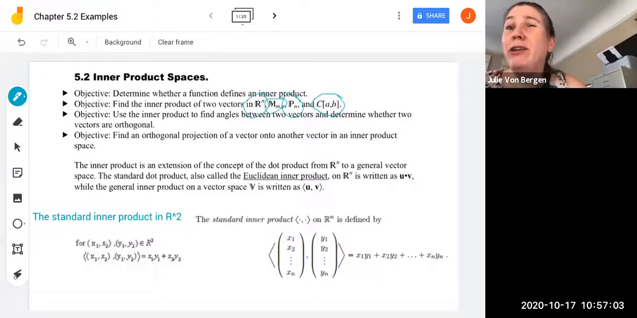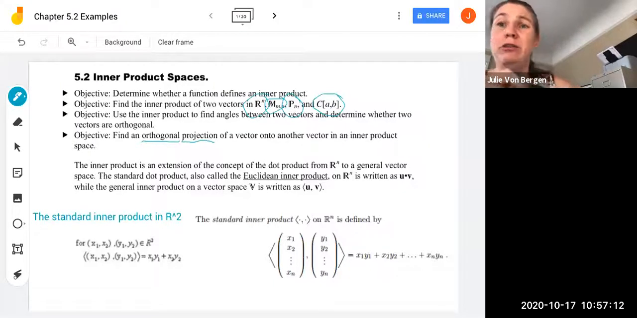And then we're going to find an orthogonal projection of a vector, so this is a new term for us, onto another vector in an inner product space. An orthogonal projection is just what it sounds like. It's projecting a vector at a right angle or 90-degree angle onto another vector.